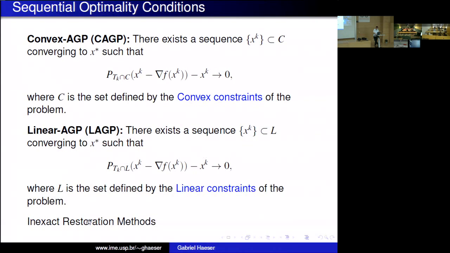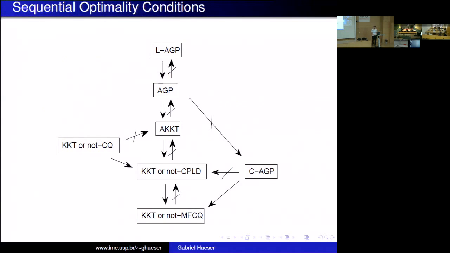And for inexact restoration methods, you also have something like this. When we were studying this kind of thing, we thought that every possible sequential optimality condition that we could define was the same. The approximate KKT condition and the AGP condition, we thought they were the same, and if we separate a linear constraint, we thought this was the same also. But it's not the case. We can prove some implications, but we have counterexamples for the other implications.